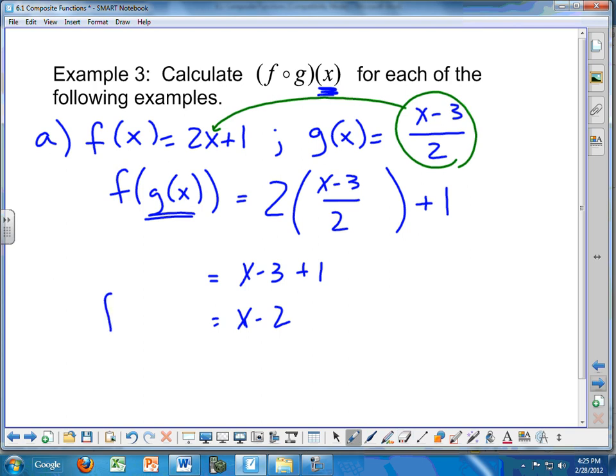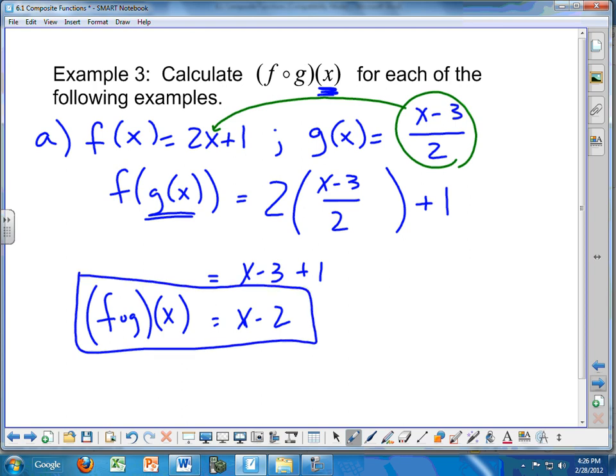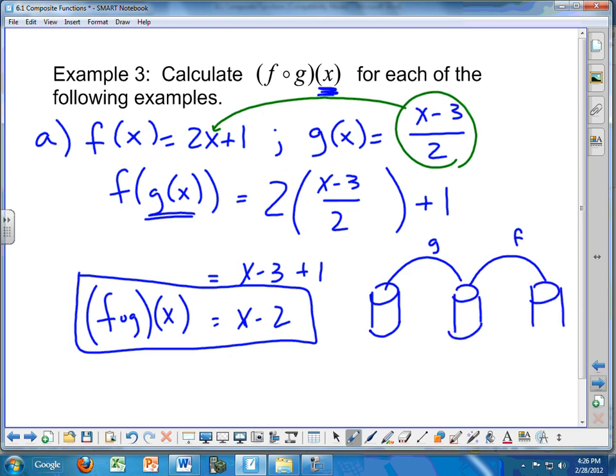F of g of x is a new function. So it's almost like a shortcut function. If you recall, when we did the picture, the number was going into g, and then it was going into f. So what we're learning here is that a composite function is a function in itself. Notice that in this function, the g function is this guy over here. It subtracted 3 from the number and then divided by 2. And it went into this bin as the g of x function.